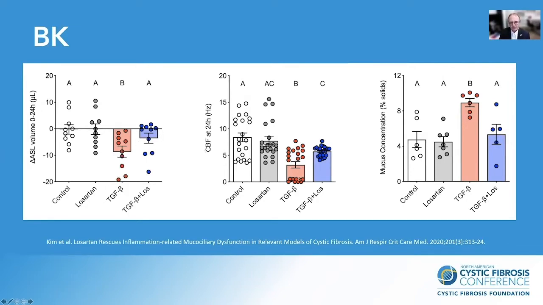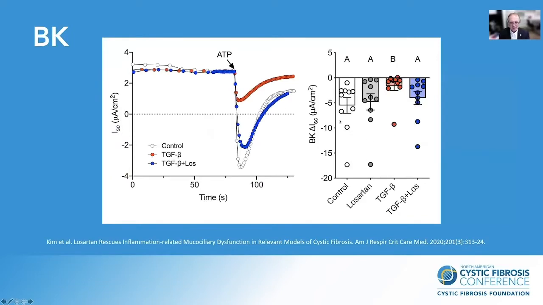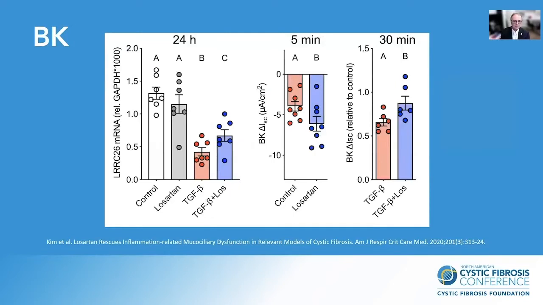This is also reflected by an improvement in ciliary beat frequency, basically availability of water at the apical surface, and importantly, a decrease in the initial increase of mucus concentration by TGF-beta in these airway epithelial cells. The same is true for the BK channel. You see the BK channel activity in these cystic fibrosis cells is clearly decreased in the presence of TGF-beta, and it can be partially rescued by losartan.